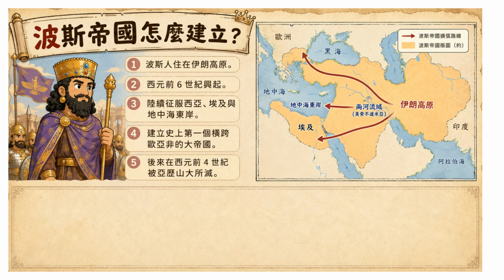Please look at the map and the arrows showing expansion. The Persians lived on the Iranian plateau and rose in power around the 6th century BCE. They conquered West Asia, Egypt, and the eastern Mediterranean coast. In this way, they built the first great empire in history that stretched across Europe, Asia, and Africa. Later, however, this empire was defeated by Alexander the Great.